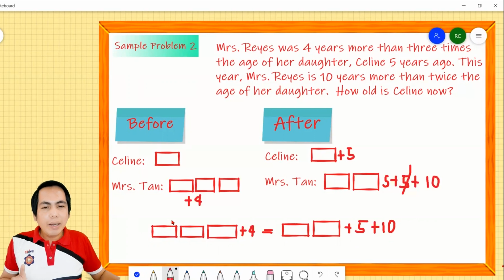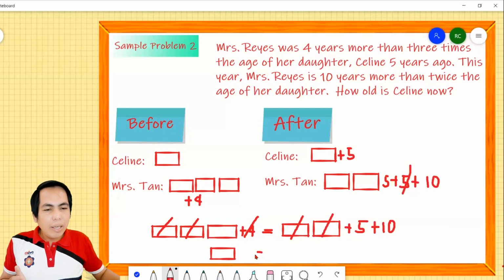Now we can cancel out 2 boxes. 1, 2, 1, 2. And then we can also subtract here to cancel the 4. We can subtract 15 minus 4 to give us 11. So meaning to say that 1 box is equivalent to 15 minus 4, which will give us 11. So the value of each of these boxes is 11. So this is 11, 11, and 11.